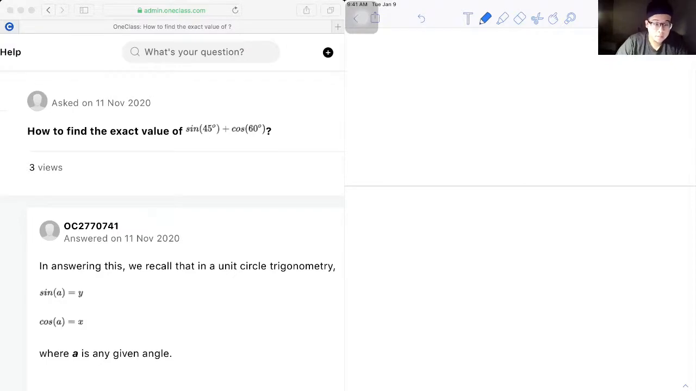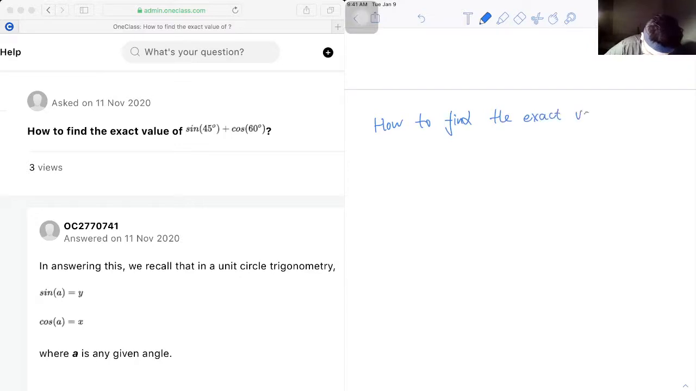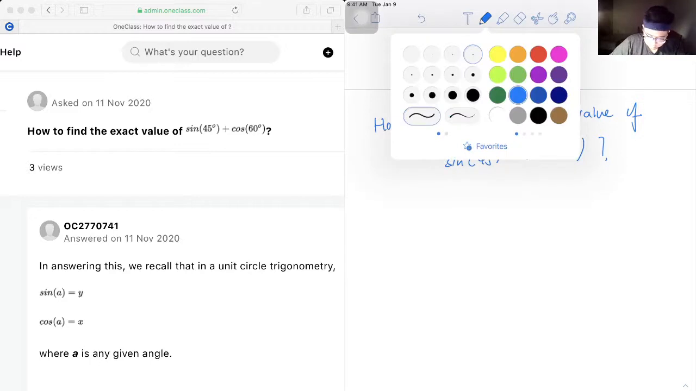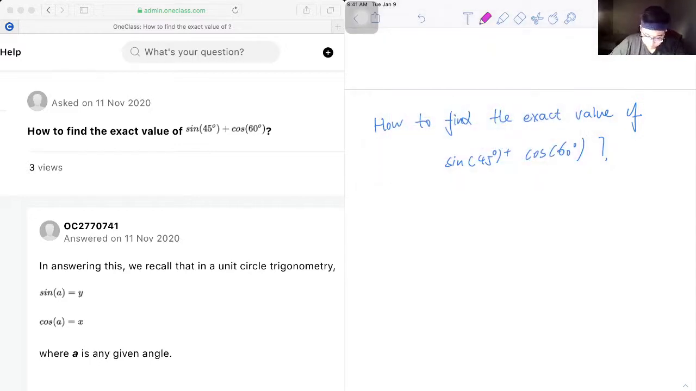All right. So our next question is asking us how to find the exact value of sine 45 plus cosine 60. All right. Sine 45 plus cosine 60.